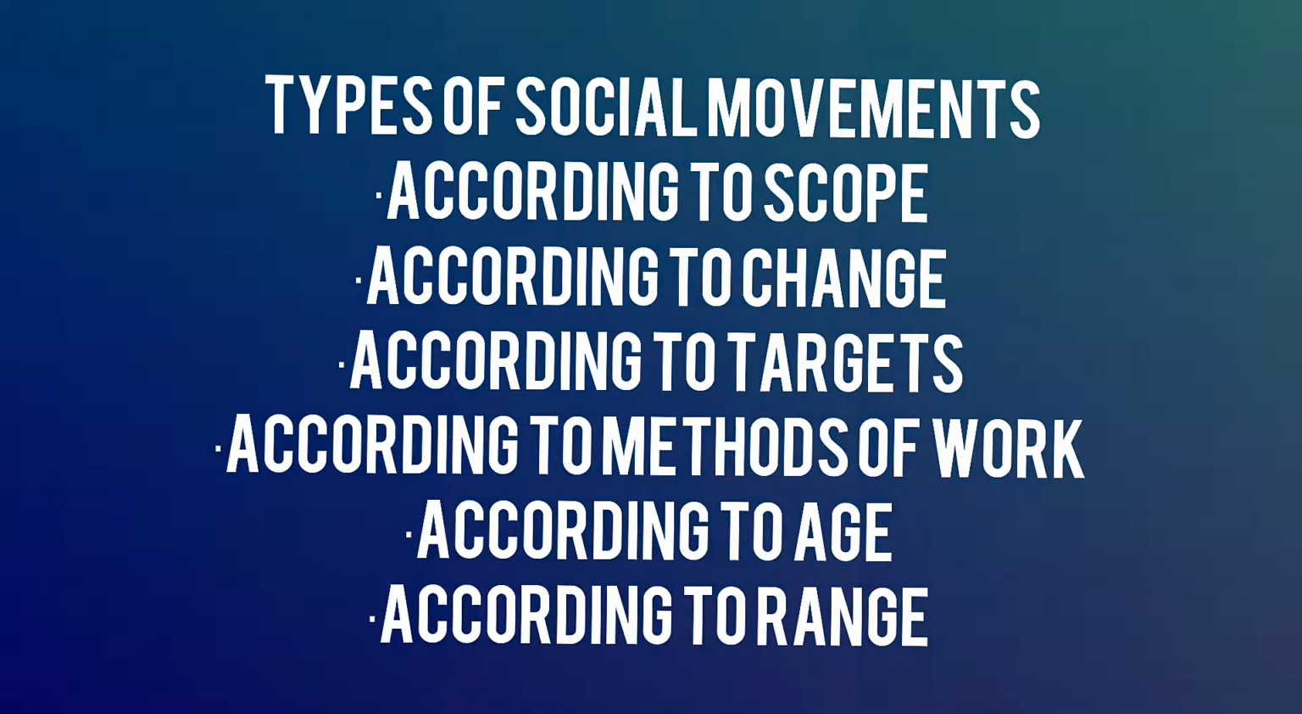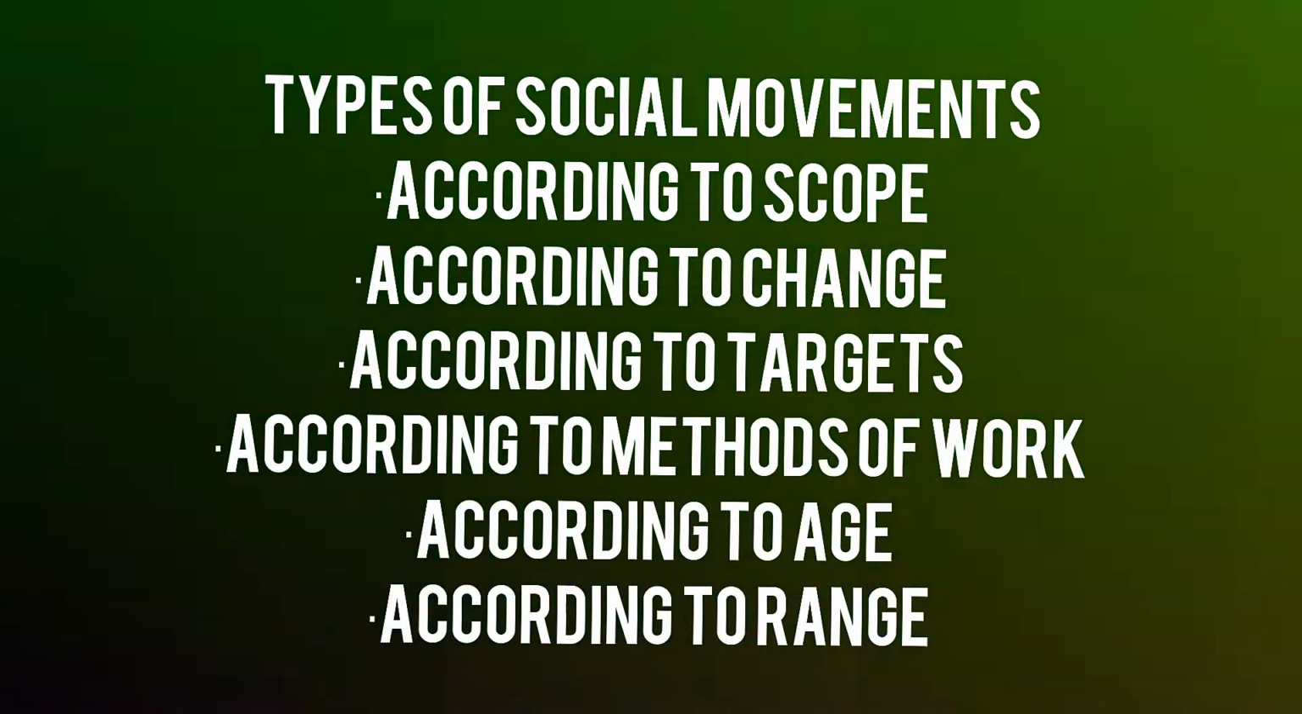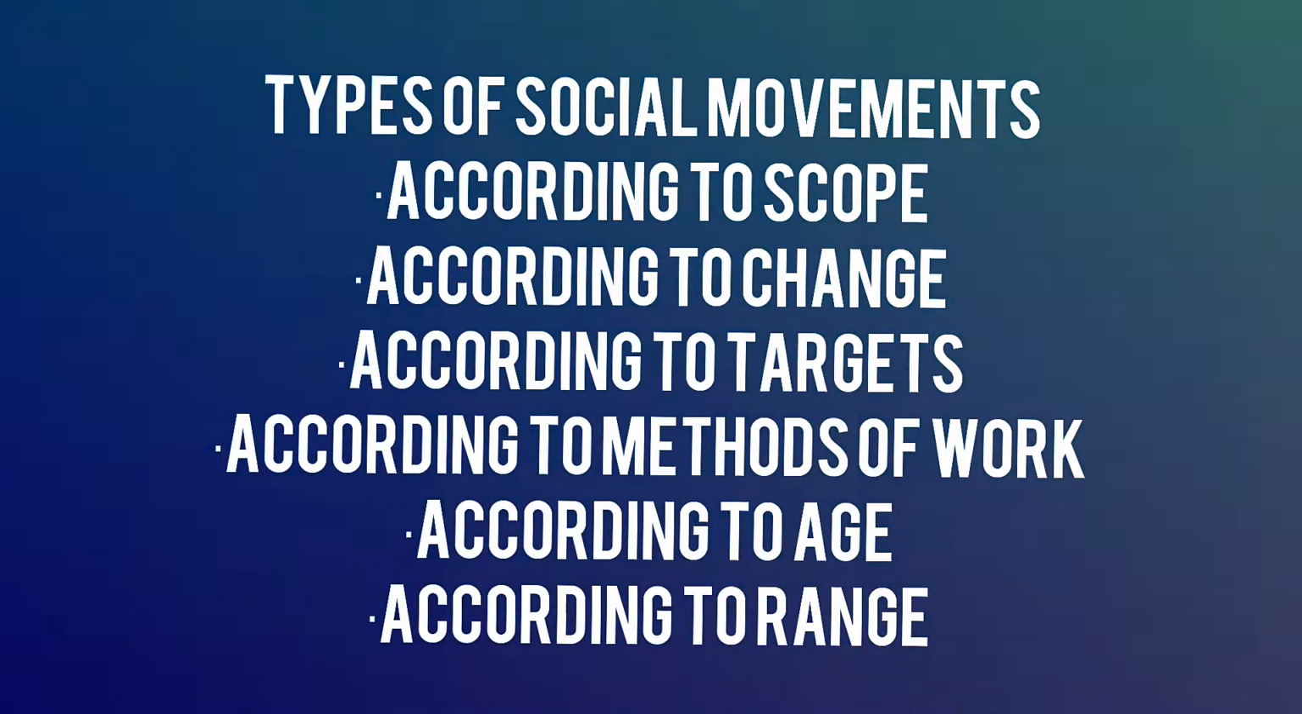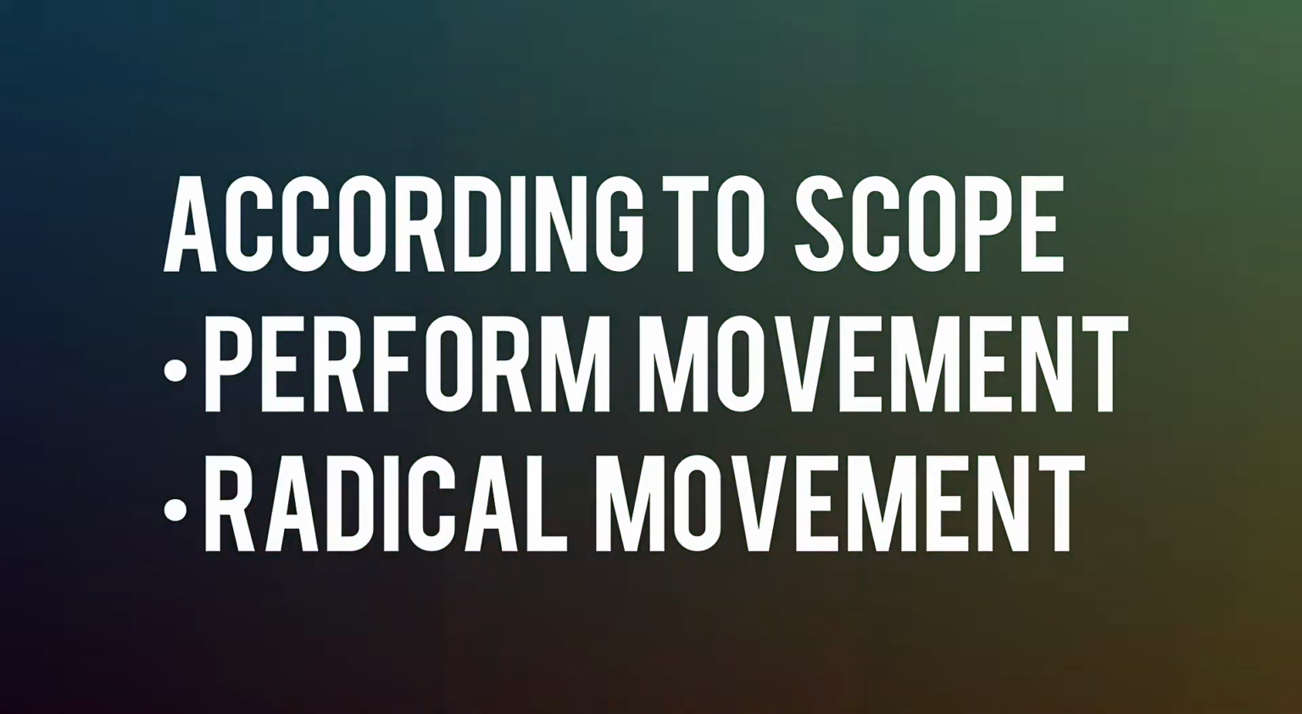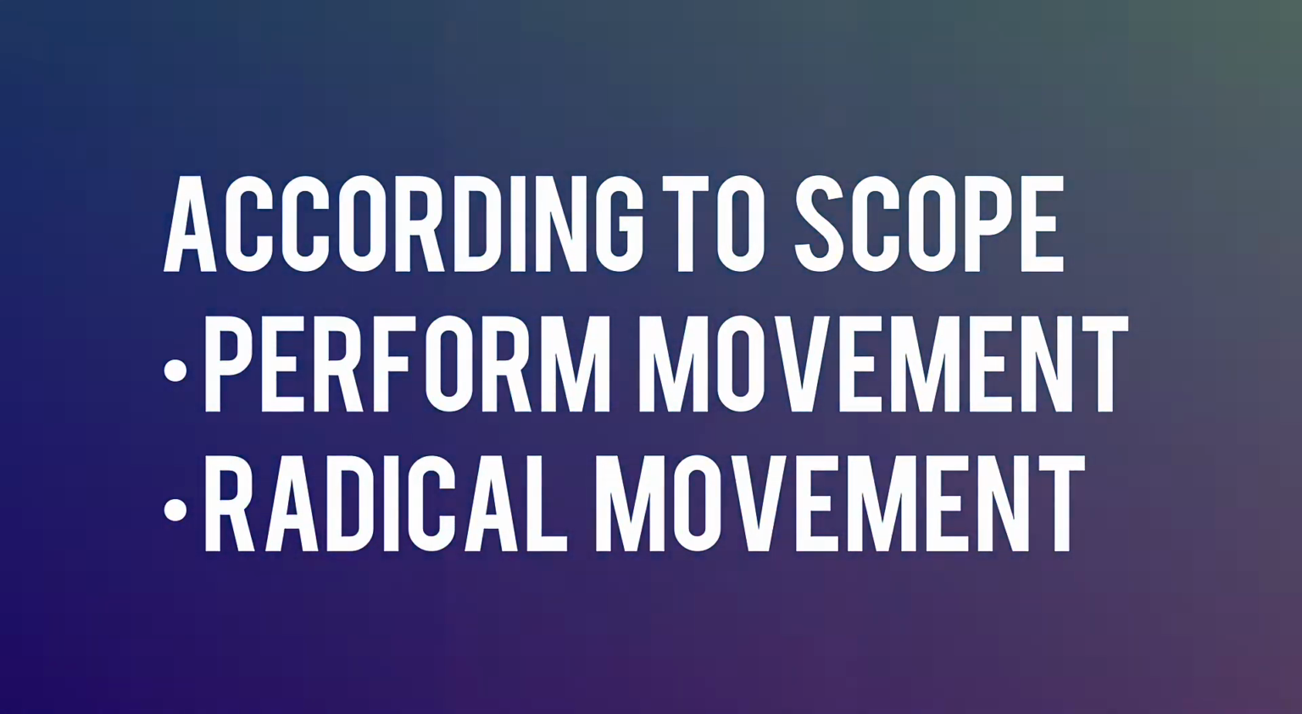The types of social movements: according to scope, according to change, according to targets, according to methods of work, according to age, according to range. According to scope, number 1, reformist movement. An example of such a movement would include a trade union with a goal of increasing the rights of the laborers, or a movement supporting the implementation of capital punishment or the right to abortion.